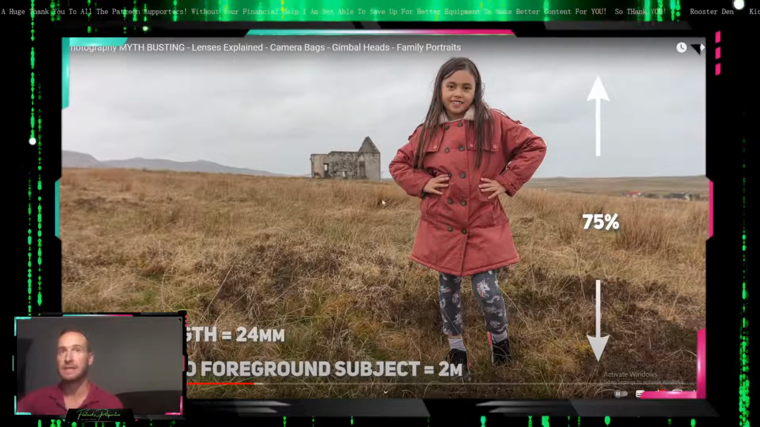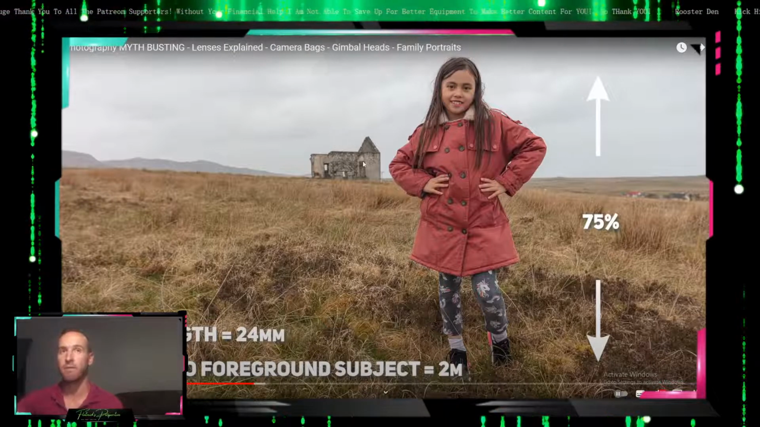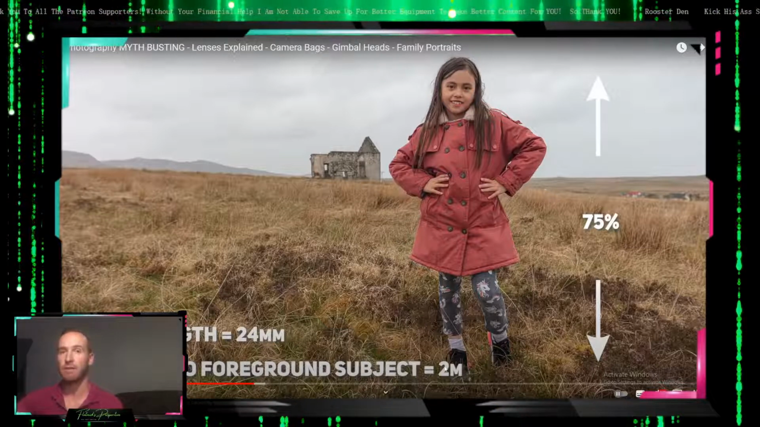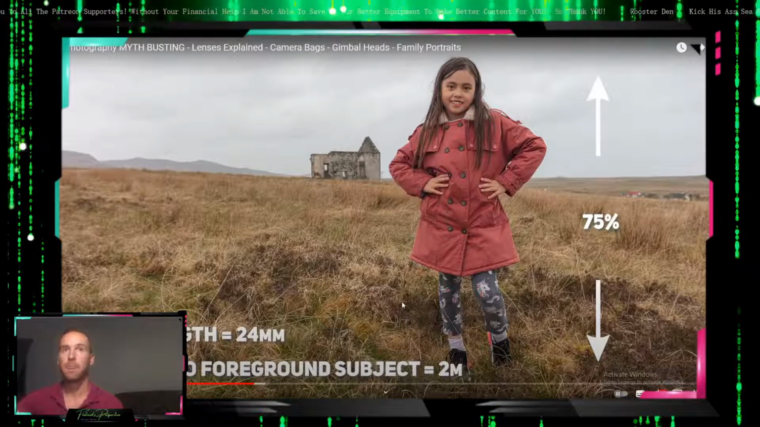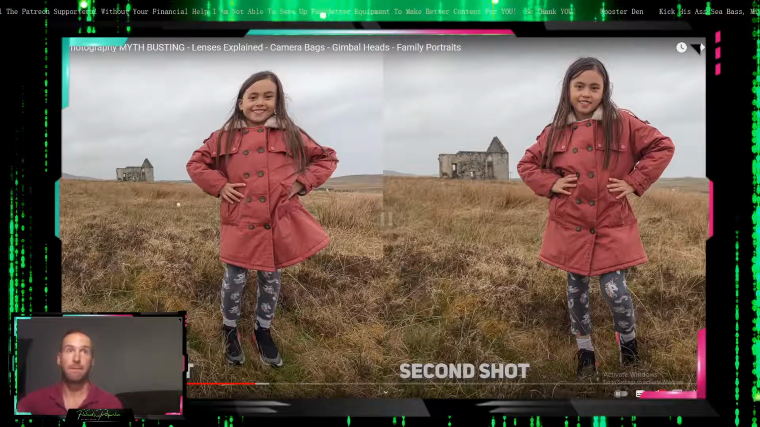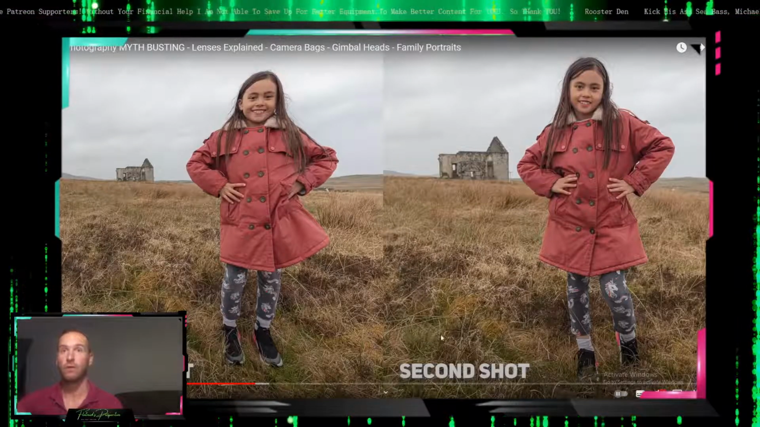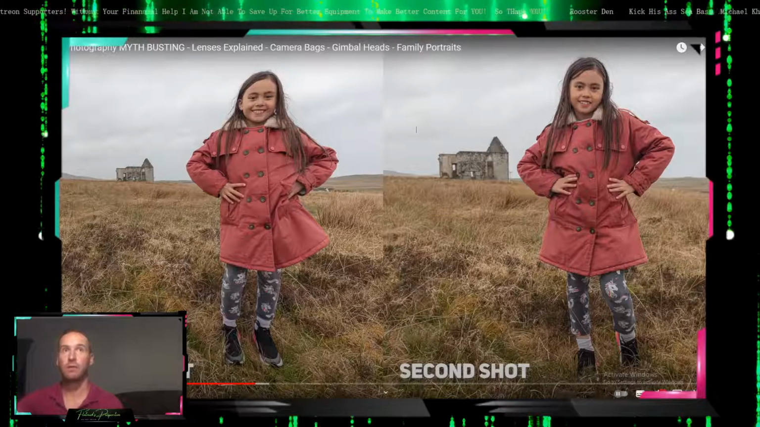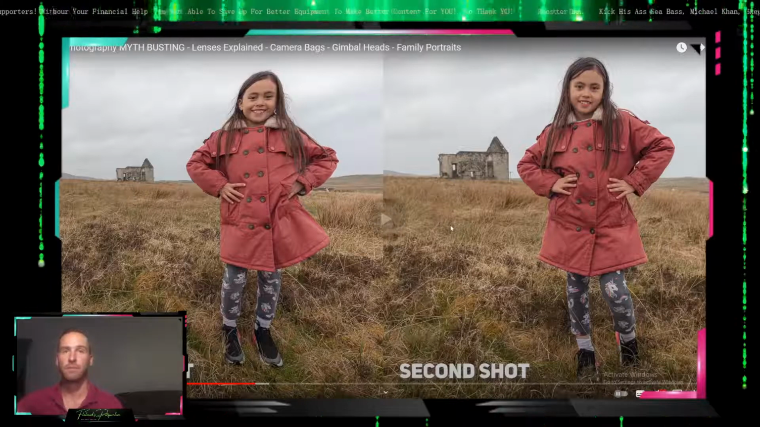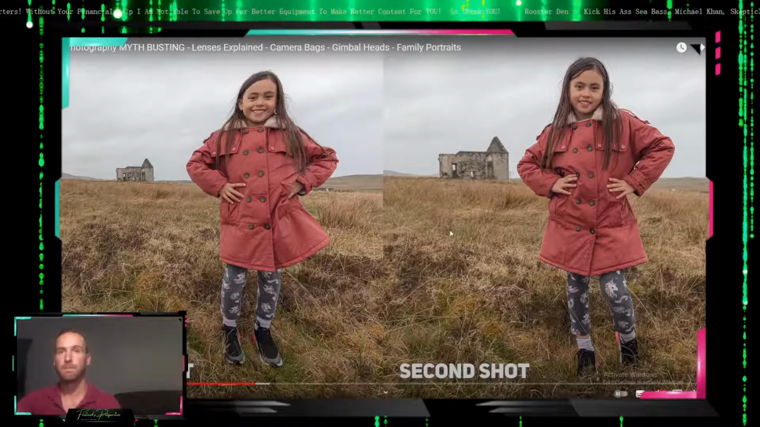Remember, she's staying exactly the same distance away from the church. He is just changing his focal length and the distance. The church has become twice the size, so it appears to be closer than it was in the first shot. You see, it looks far, now looks closer. And look, the compression has changed a bit on her as well. So that's my one at 2 meters and at 24 millimeters.